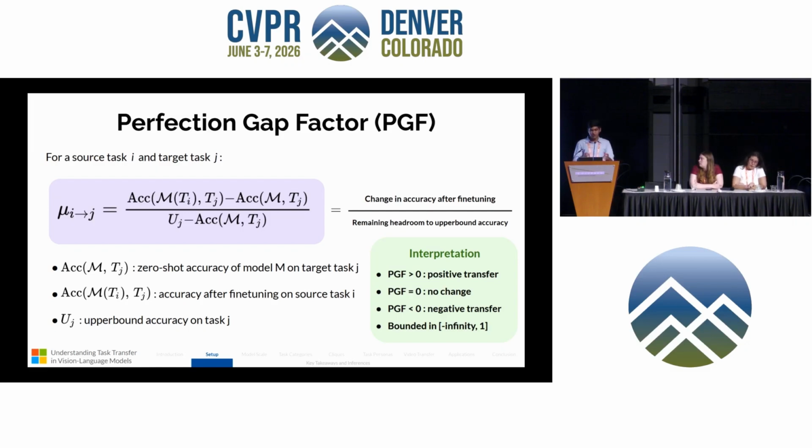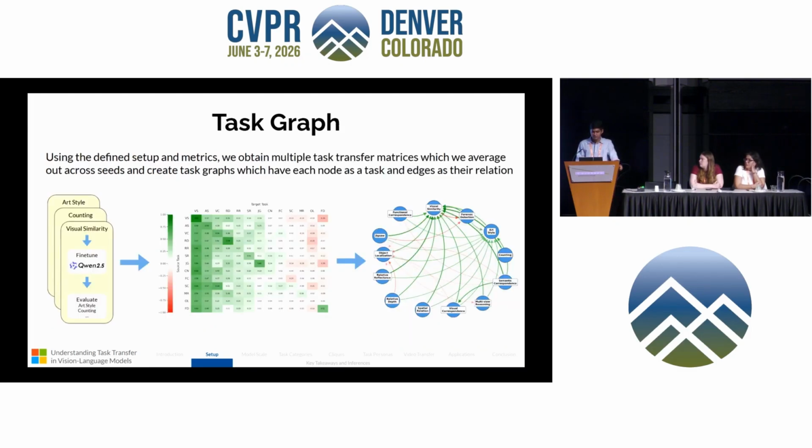So this could be 100 minus the current accuracy, or human performance minus the current accuracy. And a positive PGF means positive transfer, and a negative PGF means negative transfer. So now, using this defined setup and metrics, we obtain the task transfer matrix, and we use that to create a task graph. A task graph essentially has each node as a task, and the edges signify the relationship between the tasks. These structures help us to gain several inferences, which I will now talk about.